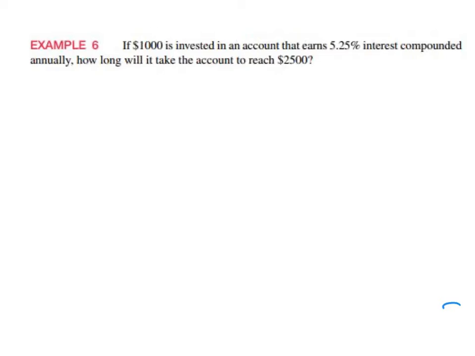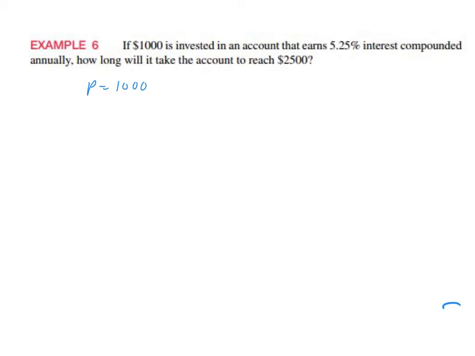Here is an example from your textbook in which you need to use different properties of logs. If you have $1,000 invested in an account that earns 5.25% interest compounded annually, how long will it take the account to reach $2,500? Well, remember from the example we've seen previously, this means that the P in the problem is the $1,000.